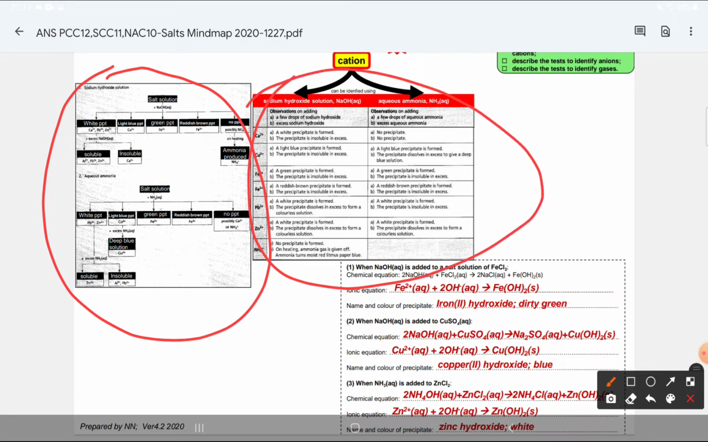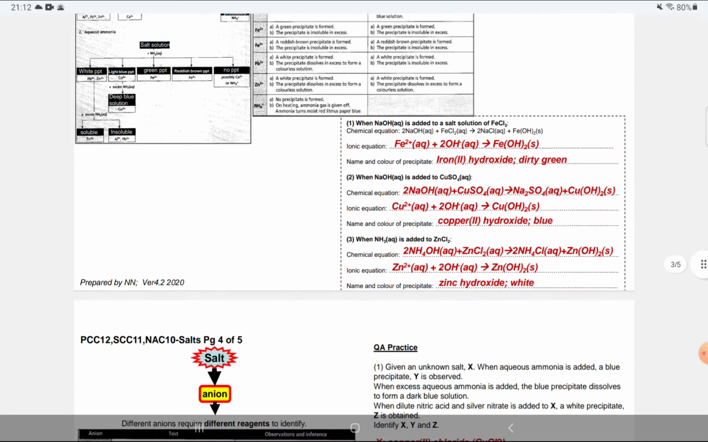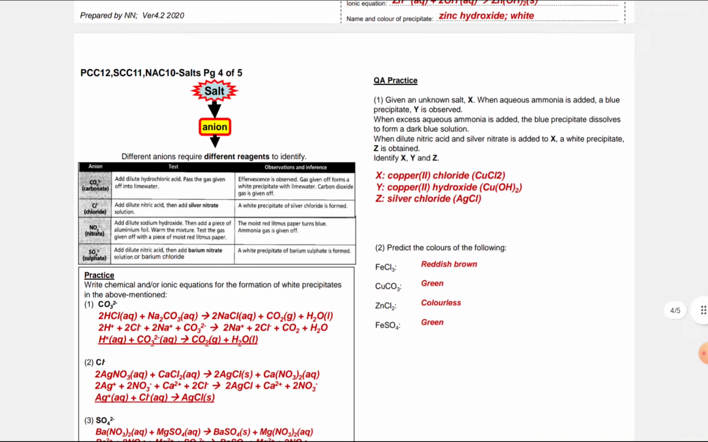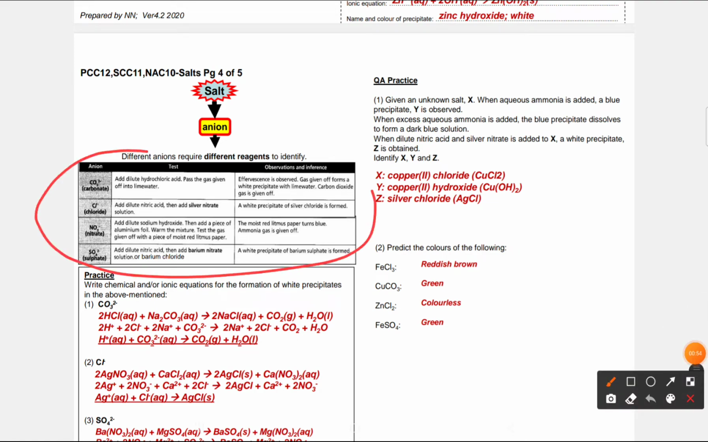So as you can see, in order to test for the cation, or the positive ion, in a solution, you need to use either sodium hydroxide or aqueous ammonia. And besides the cation, you also need to memorize this table here, which is the anion test. There are 4 anions in our syllabus: the carbonate, the chloride, the nitrate, and the sulfate.